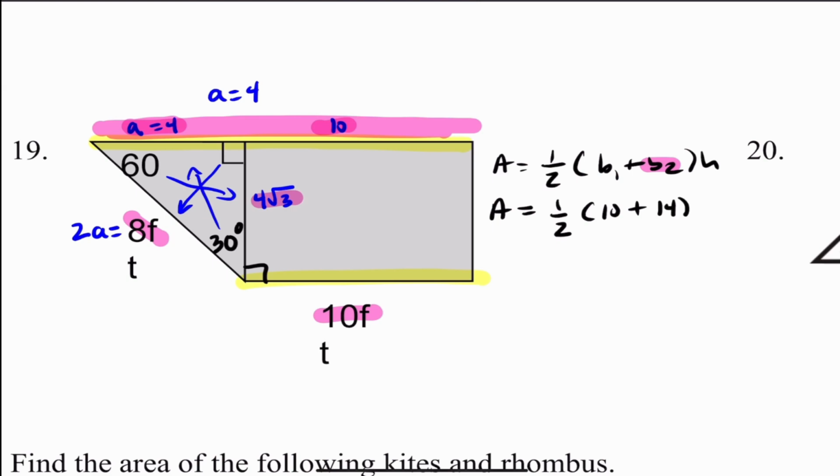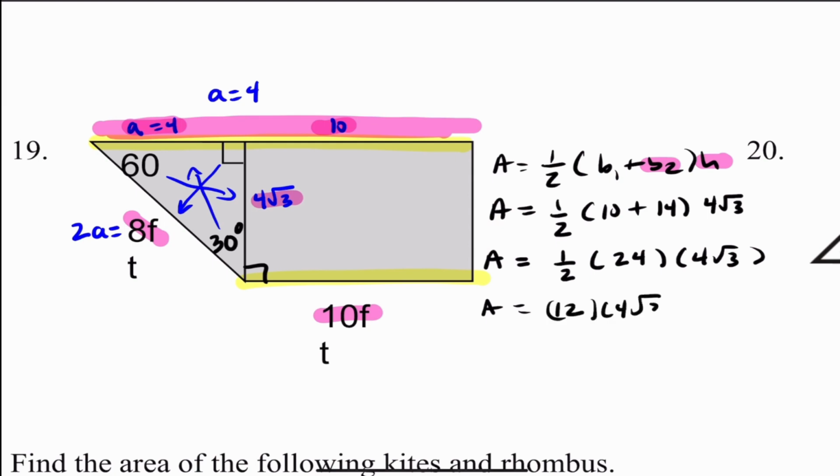And then the height is 4 root 3. All right, so the height is 4 root 3. And I'm going to simplify this, so it's A equals 1/2 of 24 times 4 root 3. And we all know what's a half of 24. It's 12. You're going to multiply that by 4 root 3, coefficient to coefficient. So A equals 48 root 3 square feet.